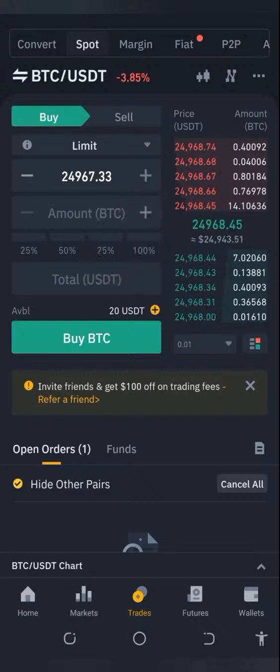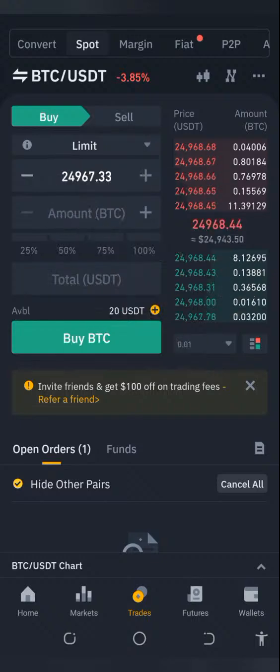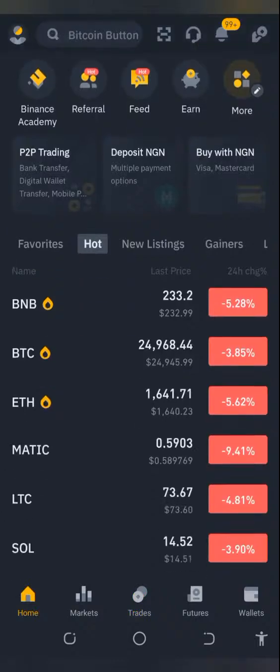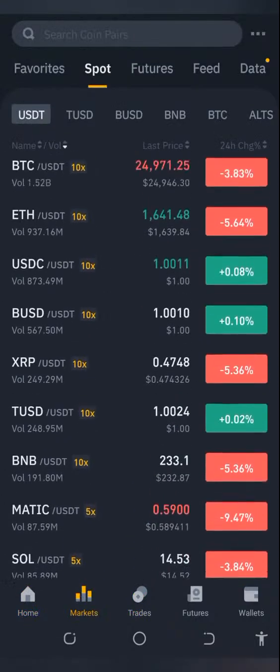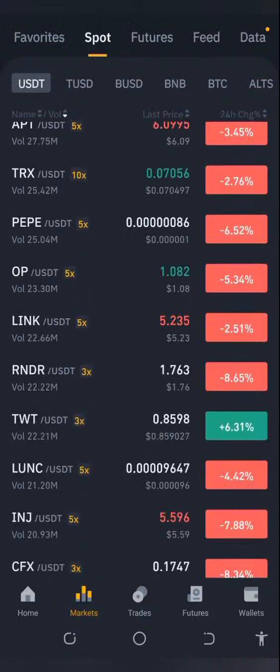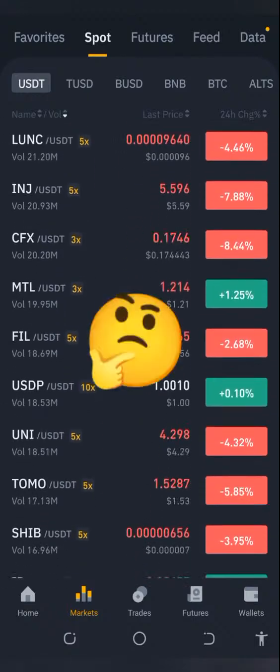So in our income strategies program, first off, we're going to share with you all the vital information that you need to choose profitable coins. Yes, you need to know how to choose profitable coins. Let me go to the homepage so you understand what I'm saying. On markets, we're going to see all these awesome coins. Can you see all these beautiful coins? When you click on spot, you'll see so many coins here. And then, of course, I know when just looking through it, you're confused as to which one you will choose. And I understand that.